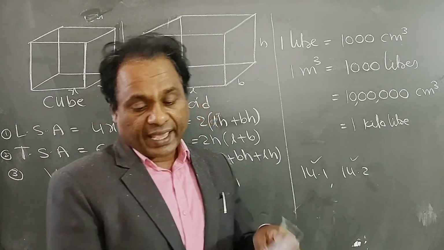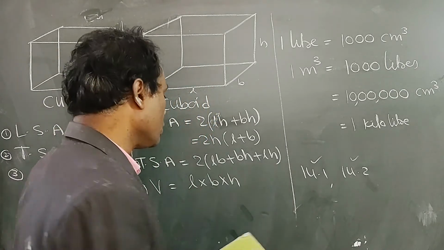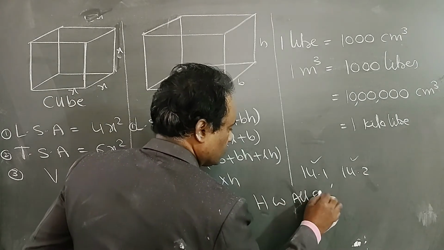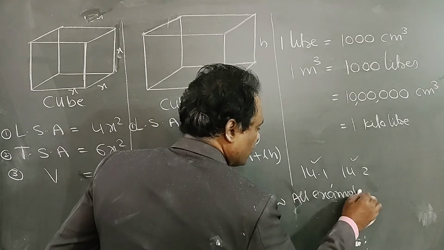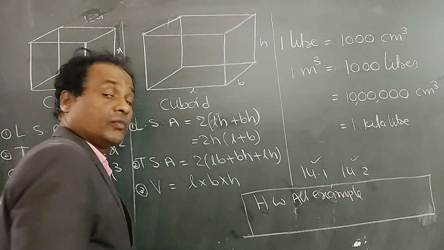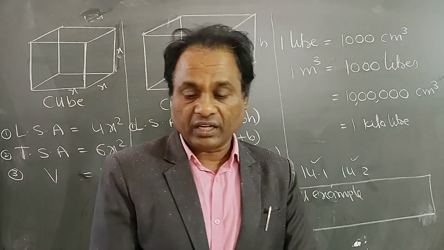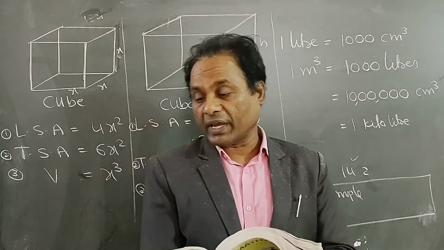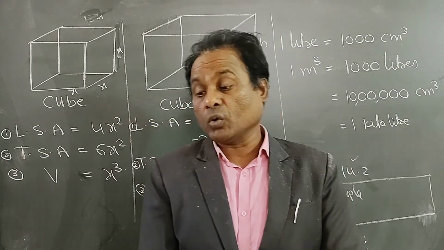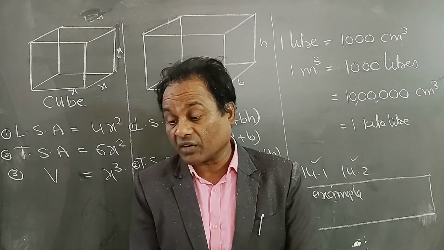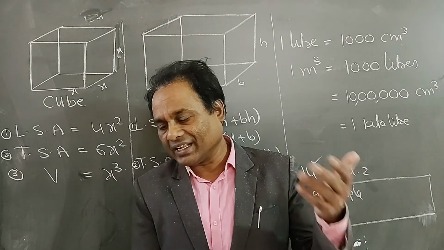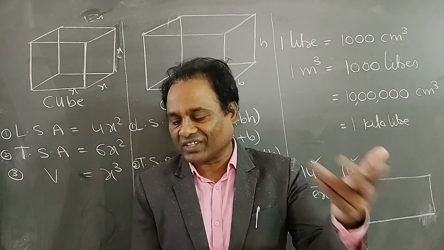The homework is, you have to do all the examples, students. Just look at the textbook, page number 301. First question: find the surface area of the cuboid whose length, breadth and height are 15, 12, 10. Length is 15, breadth is 12, height is 10.